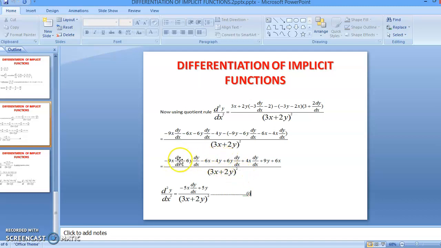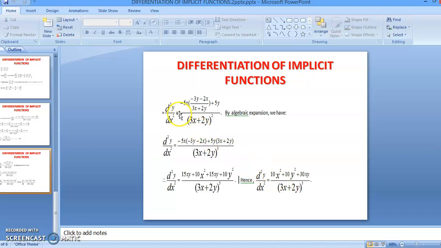So by the time you now collect like terms, you observe that minus 9x dy/dx plus 4x dy/dx will give you minus 5x dy/dx. Then minus 6y dy/dx plus 6y dy/dx will cancel out. That's 0. Then minus 6x plus 6x, that's 0 also. So we are left with what? Minus 4y plus 9y, and that will give you plus 5y. Everything all over 3x plus 2y all squared. So the d squared y over dx squared will now be minus 5x into, your dy/dx is minus 3y minus 2x all over 3x plus 2y. We have substituted for that value there. So plus 5y all over 3x plus 2y all squared.